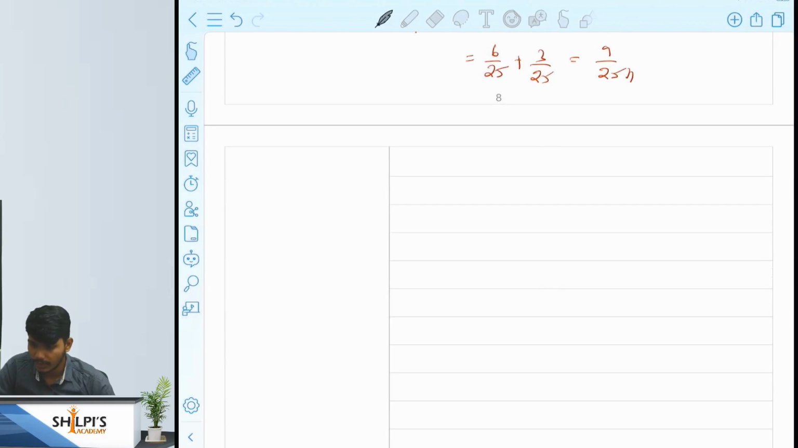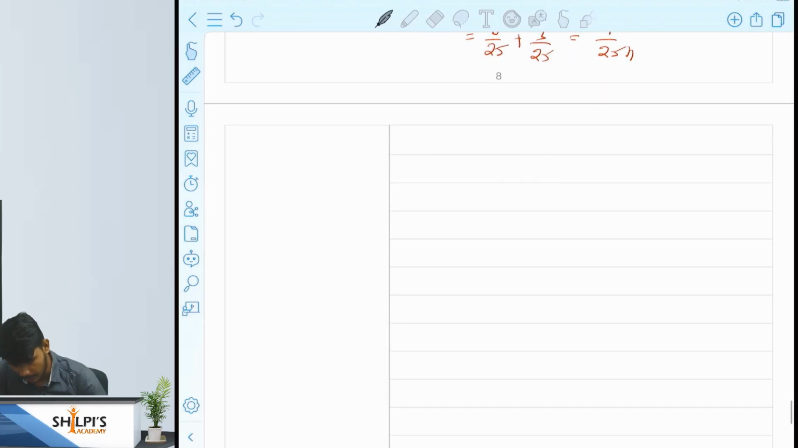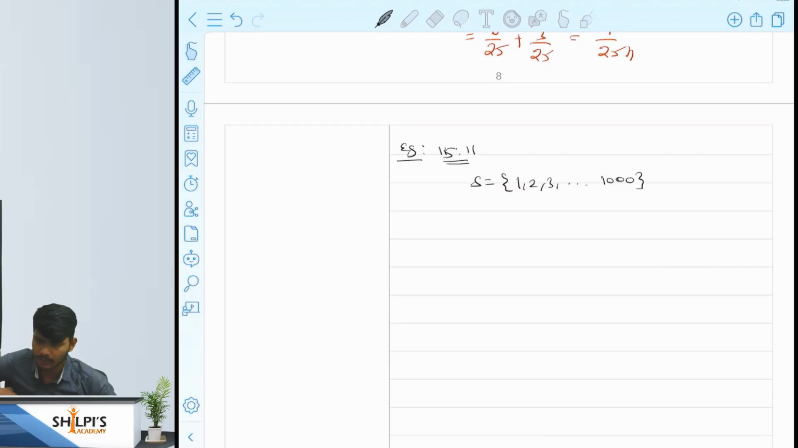So similarly, we have another question, 15.11. In 15.11, a number is selected at random from the first 1000 natural numbers, so our S will be 1, 2, 3, and so on up to 1000. What's the probability that it would be a multiple of 5 or 9? So I want to find the probability for a multiple of 5 or 9. This is our question.